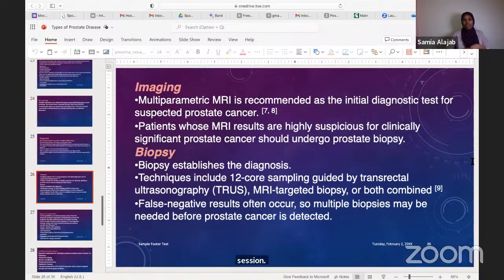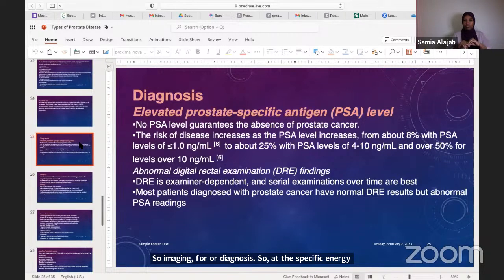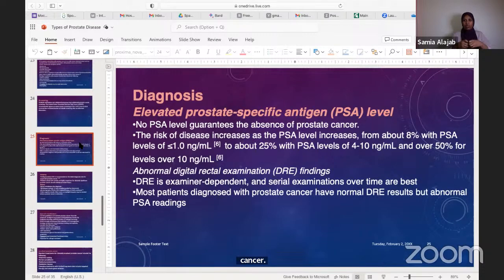So, for imaging or diagnosis, there is an elevated prostate specific antigen level. It is not a guarantee. If we have a low prostate specific antigen, that doesn't mean there is no prostate cancer, but the risk of disease increases as the prostate specific antigen level increases, from about 8% with a prostate specific antigen of less than 1 nanogram per ml, to about 25% with a level from 4 to 10, and over 50% with a level over 10.